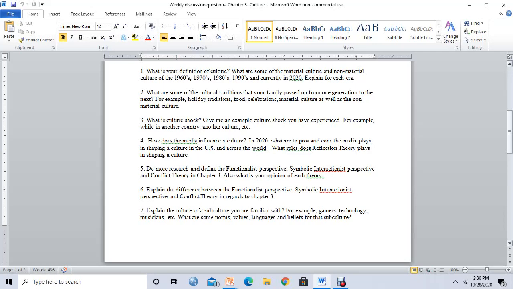Number 4, how does the media influence a culture? So we look at how different things, CNN, Fox News, we can look at all kinds of different forms of media. And I know younger people have more access to blogs. I'm not familiar with all that stuff, blogs and I guess podcasts, I don't know. It's different forms of interacting with the media, TikTok, YouTube, stuff like that.